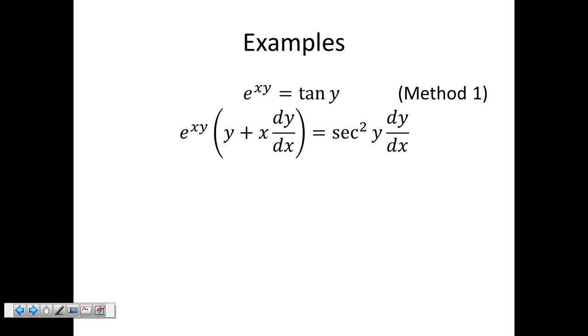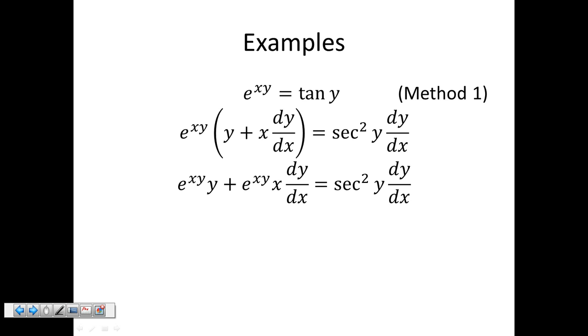Over on the other side of the equal sign, the derivative of tangent of something is secant squared of that same thing. So since it was tangent y, that turns into the secant squared of y. And then that dy over dx comes from the chain rule. I took the derivative of the inside. Now I have to multiply through my e to the xy.